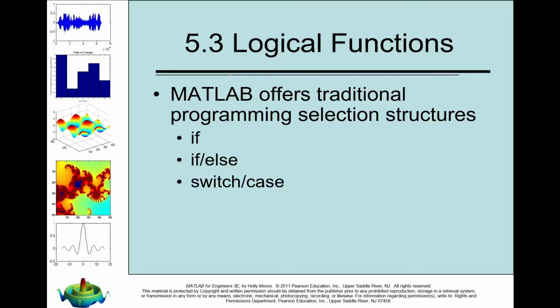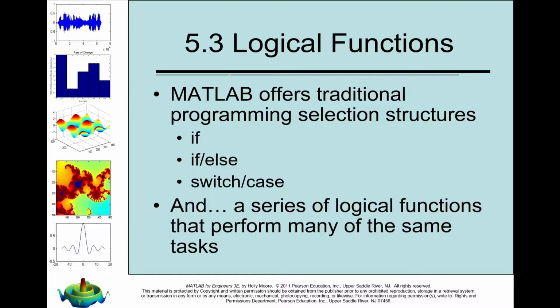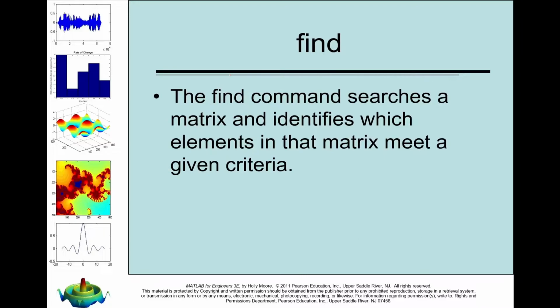The primary logical function is find, which can often be used in place of both traditional selection structures and loops, and a series of logical functions that perform many of the same tasks. There are several selection structures, but the simplest is the find function, or find command. The find command searches a matrix and identifies which elements in that matrix meet a given criteria.